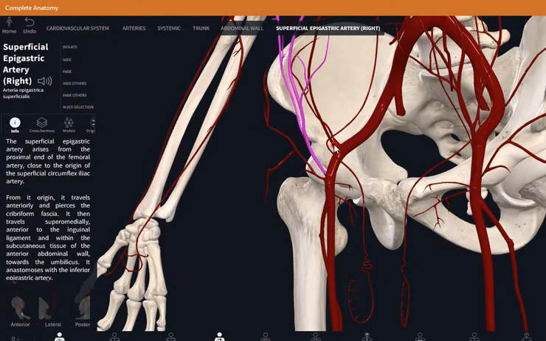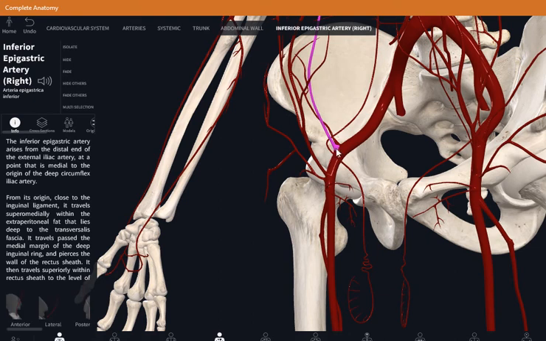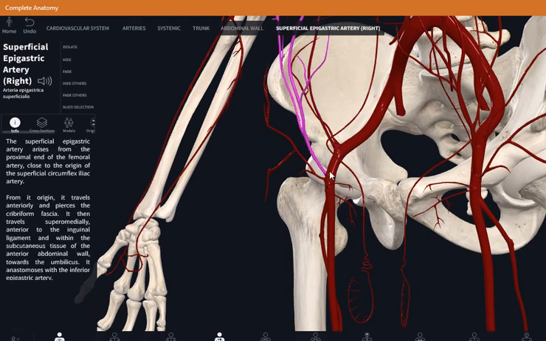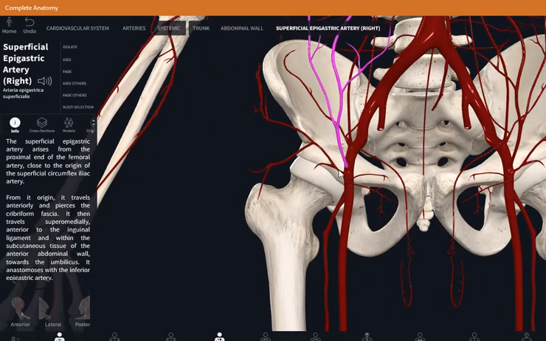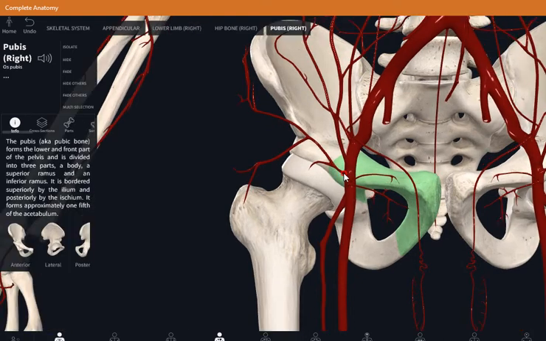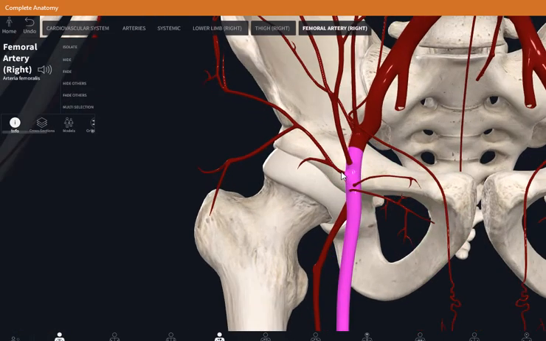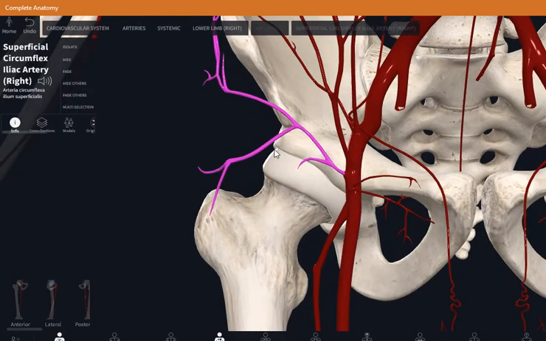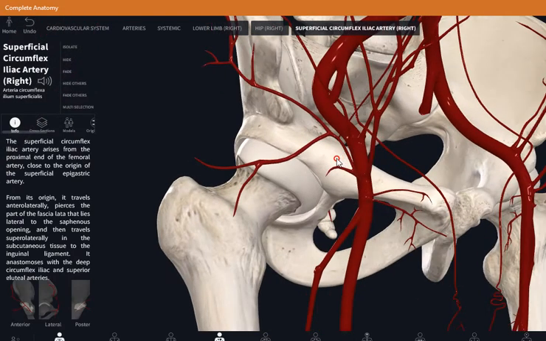Posteriorly here you have the inferior epigastric artery, which is formed by the external iliac. Now outward, as it passes the ligament, it becomes the femoral artery and gives the superficial epigastric artery as the first branch. The next branch is going to be lateral, and it's going to be called the superficial circumflex iliac.